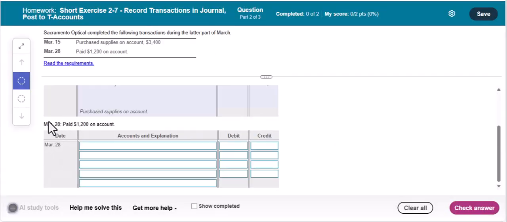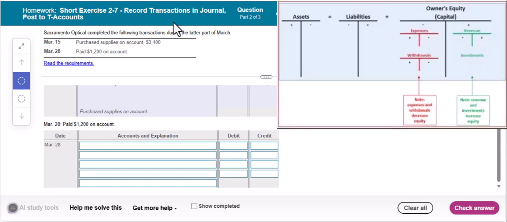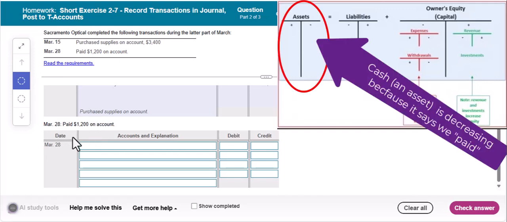All right, so now on March 28th, we paid $1,200 on account. And because it says paid, we know cash is involved, and cash is an asset. And is our cash increasing or decreasing? Well, since we paid it, it is decreasing. And looking at our accounting grid, how does cash decrease? It decreases with a credit.